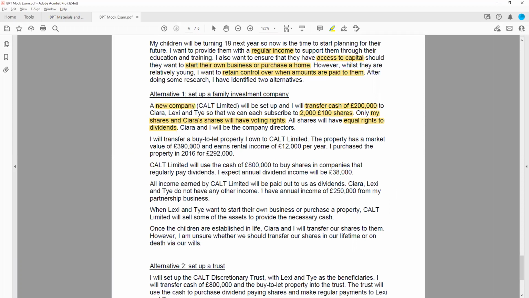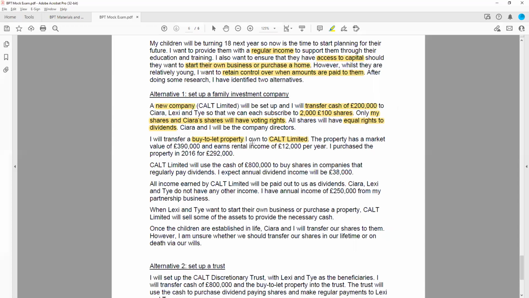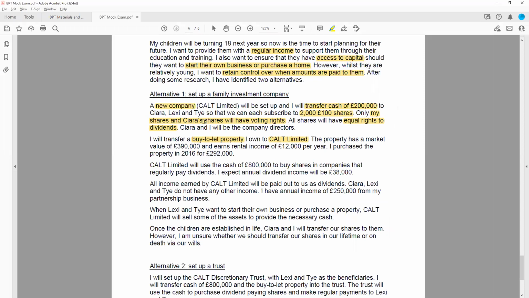I will transfer a buy-to-let property I own to Court Limited. So she also owns a property. She's going to transfer that into the company. So we've got an individual disposing of a property. Clearly, that's going to be CGT again there. The cash will be exempt from CGT, but there could, of course, be IHT implications there, transferring that to other individuals. Obviously not to the spouse because that will be exempt, but we'll come back to that.